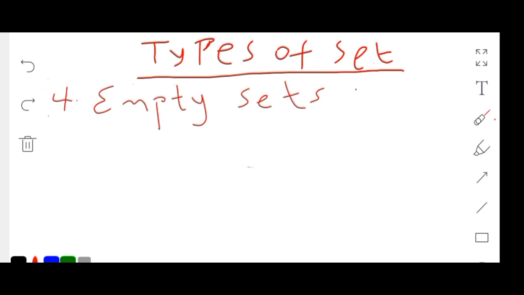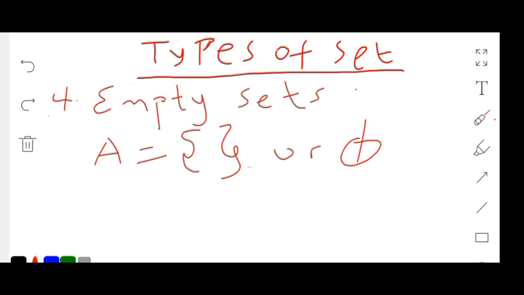As simple as that. So let's give an example, which is A equals to, you can see this is a set with nothing inside. So we can denote empty set to be like this, or empty set can also be written as this.